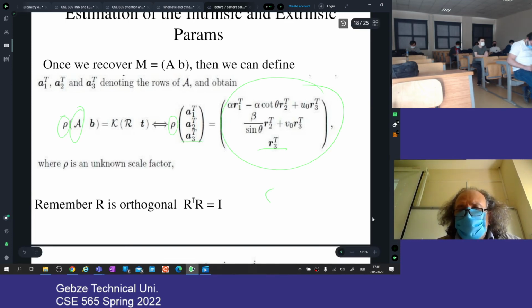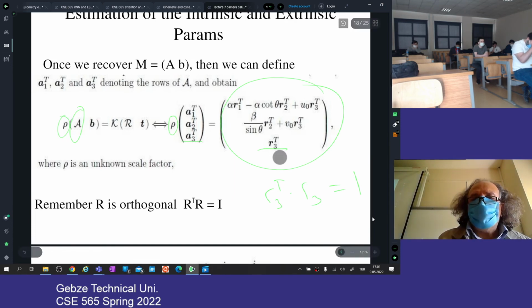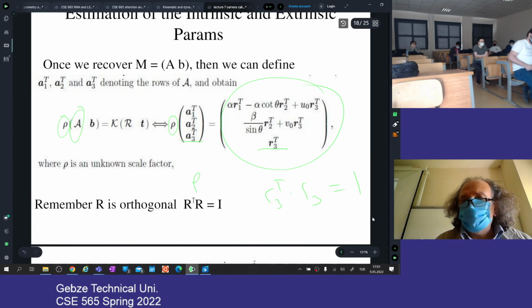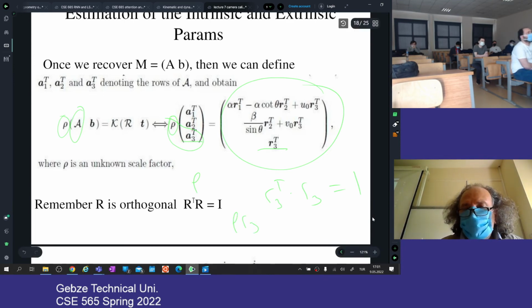I know that if I multiply R3 transpose with R3, I should get 1, right? That's the definition of the rotation. I know that one, but I don't know what R3 is. All I have is rho times R3, which is this one. So that's what I'm going to do. Rho times R3 times rho times R3 transpose is going to give me 1 times rho square, right?